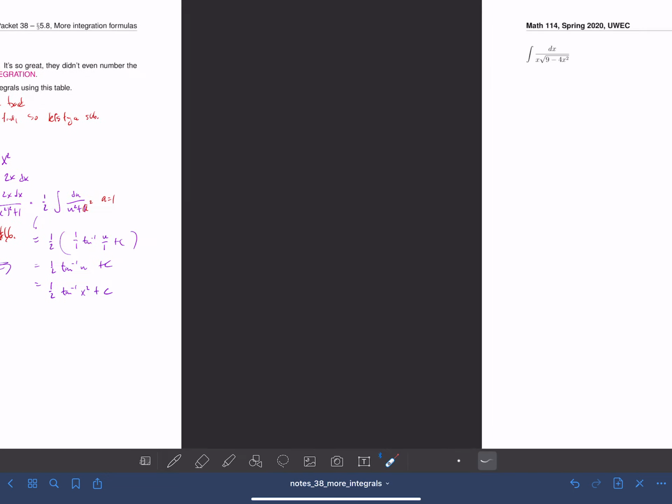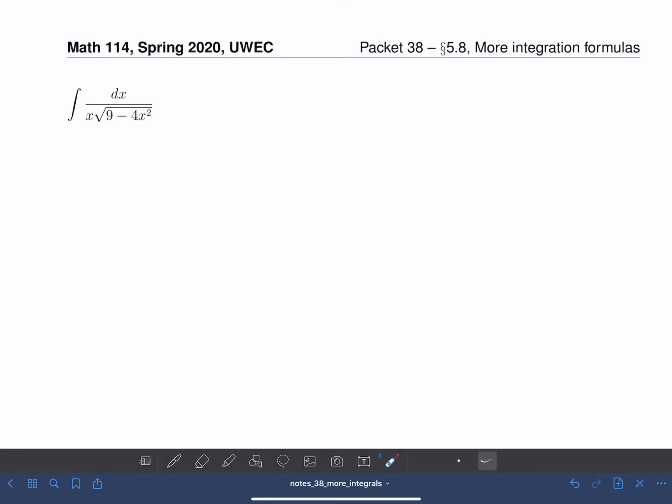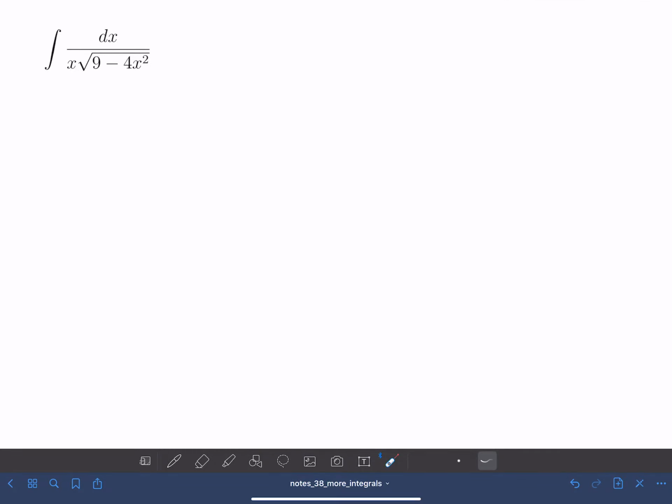Let's try another problem. Let's try to do the integral of x root 9 minus 4x squared. Alrighty. This is looking pretty interesting. I like this problem already. So one thing that I might do is rewrite this as the integral of 1 over x root 9 minus 4x squared dx, because I know that a lot of you are more down with that.